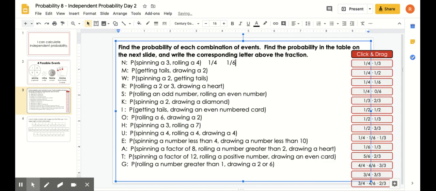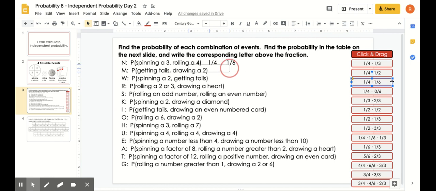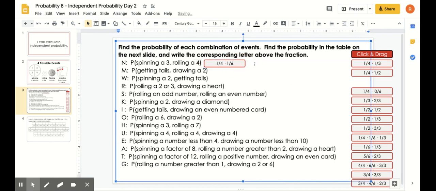If you get stuck, these are also your answer choices over here. So 1/4 times 1/6 would be this one. You can click and drag it over here if you'd like. And then you just have to find the final answer. 1 times 1 is 1. And then 4 times 6 is 24.